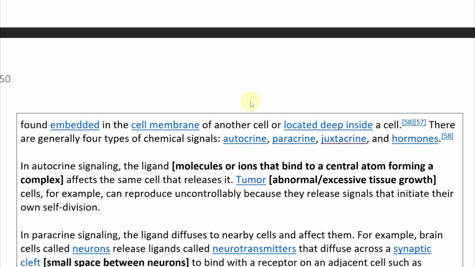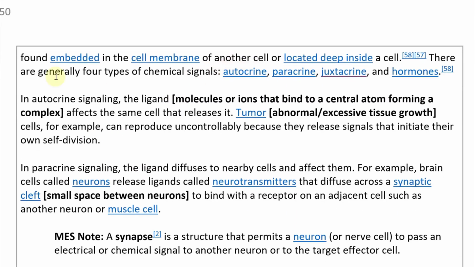Let's go to the first one now. So autocrine, I'll just go with autocrine. In autocrine signaling, the ligand, so molecules or ions that bind to a central atom forming a complex, affects the same cell that releases it. So basically it's signaling to itself. Tumors, which are abnormal or excessive tissue growth cells, for example, can reproduce uncontrollably because they release signals that initiate their own cell division. So this is signaling to itself.